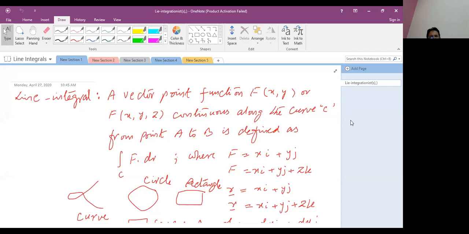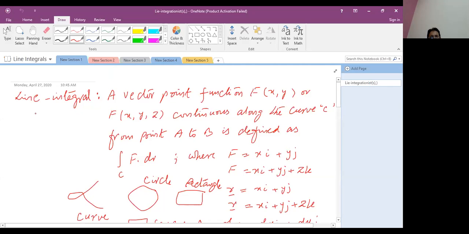Now, student, today our topic is the line integral. Before starting my topic, vector calculus is divided into three types of integrals. The first one is line integral, the second one is surface integral, and the third one is volume integral. So, start from this. First, I will define it.